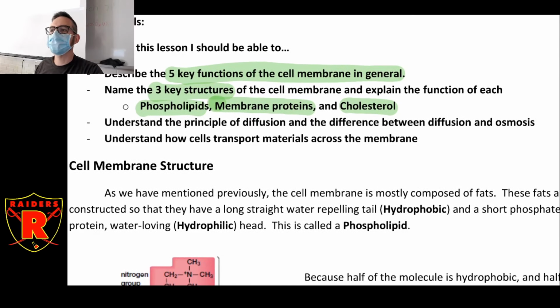Then we're going to talk a little bit about how stuff gets across the membrane. Why does stuff go into a cell? Why does stuff go out of the cell? How do you move things in and how do you move things out?